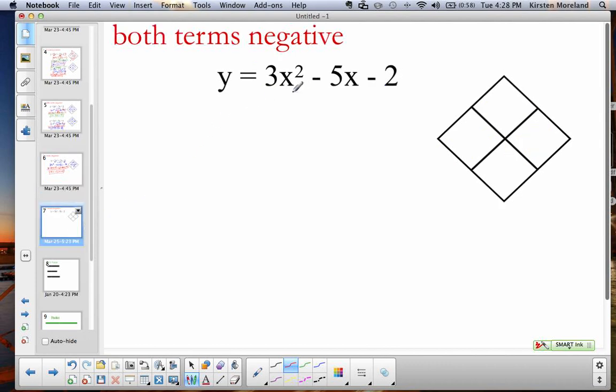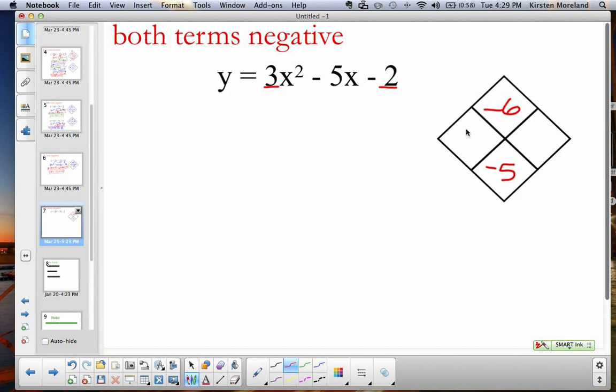Alright, and our last one here is when we have both terms negative. And again, I'm breaking it down with headings, but really it's the same process. You just have to be cautious of your negatives. So I'm going to multiply to a negative 6, because 3 times negative 2 is negative 6. I'm going to add to a negative 5.